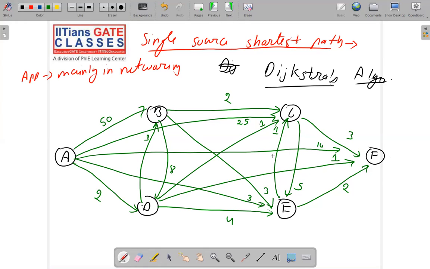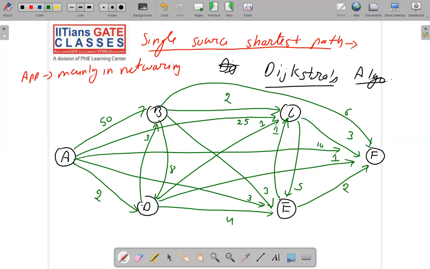Sorry. From B to F also we have an option. We can send with cost 6. So F has 5 incoming edges, C has 4, D has only 1, and B has 2. Okay, so this is the graph.